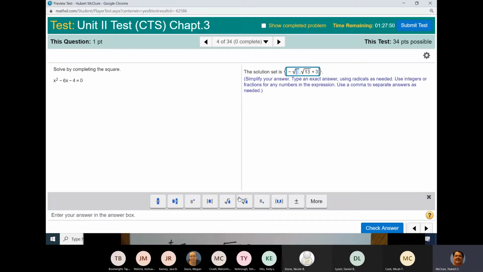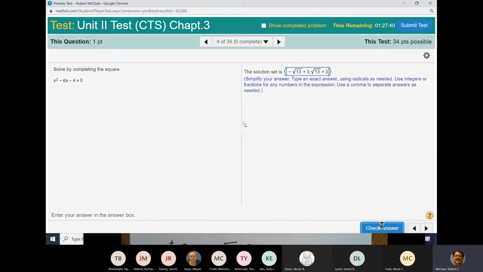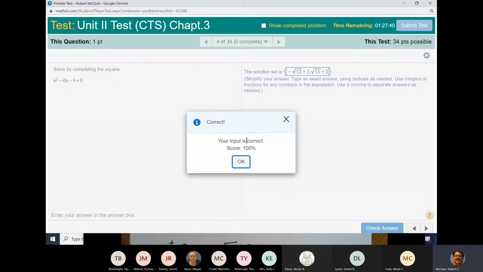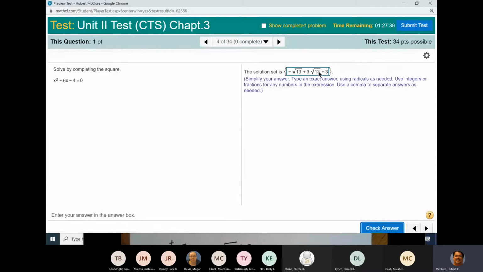Square root of 13, right arrow, plus 3. And that should be the correct answer. See, if you type it in the way they want it, you won't have any problems. Don't get lazy on me typing in the answers.